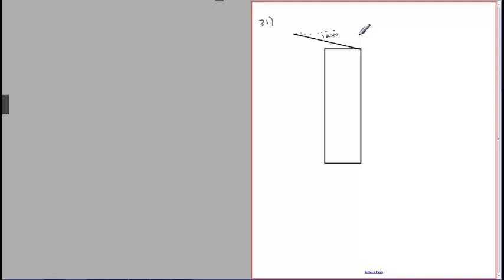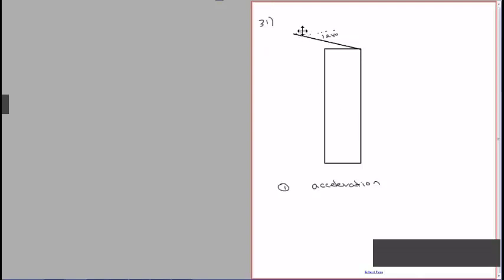Okay, let's see. Really there's two parts to this problem. The first part is where you have an acceleration, and we'd actually do it along this direction. So it's just going to be a one-dimensional problem for the first part.